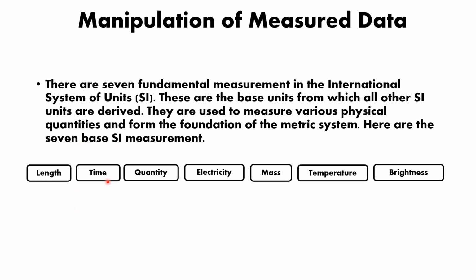Quantity of substance, which is measured in moles. Electricity, which is measured in ampere. Mass, which is measured in kilograms. Temperature, which is measured in Kelvin, because Kelvin is the original one, and Celsius and Fahrenheit all derive from it. And brightness, which is measured with candela.